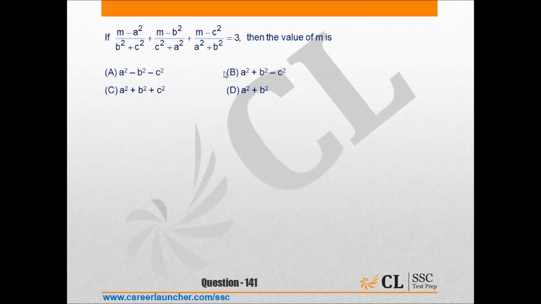This question can be easily done by putting the options. Among the four options, I see that option C is the easiest to put. Besides that, if you look at the equations, there are three terms and the sum is 3. So each term should be equal to 1. When I put option 3 here, a square will get cancelled by a square and b square plus c square will remain. This will give me 1. Similarly, this will also give me 1. This will also give me 1. My answer will become option C.